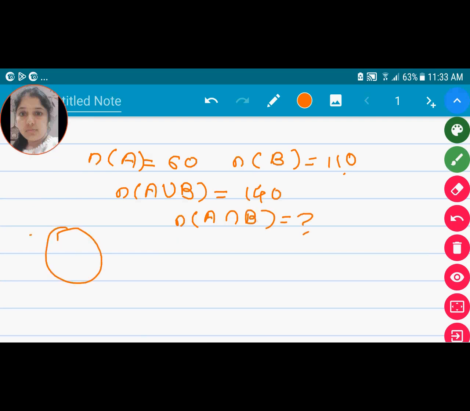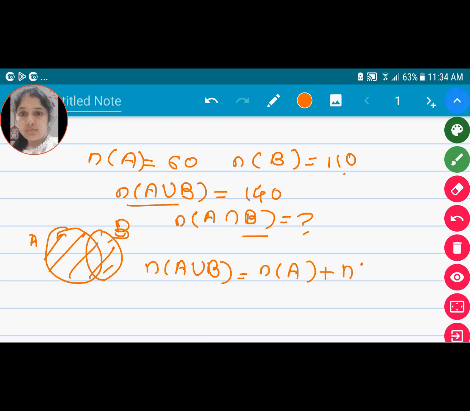Now see, this is one set A, this is one set B. Now number of elements in A union B means this whole thing, all shaded portion, is equal to number of elements in A plus number of elements in B. Now when we add this whole A and whole B, some numbers get repeated, so those numbers we have to subtract one time. So A intersection B we have to subtract because some numbers will come two times. So this is the formula.